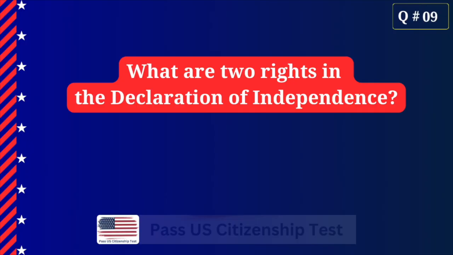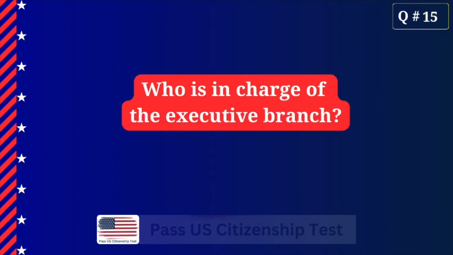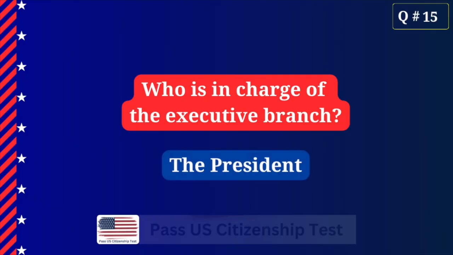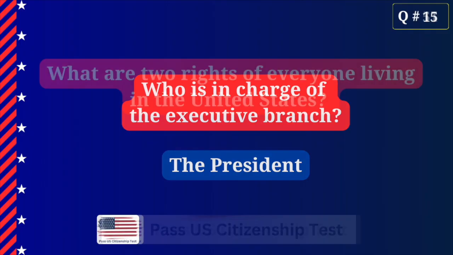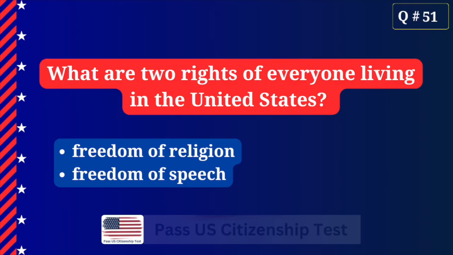What are two rights in the Declaration of Independence? Life, liberty. Who is in charge of the executive branch? The President. What are two rights of everyone living in the United States? Freedom of religion, freedom of speech.